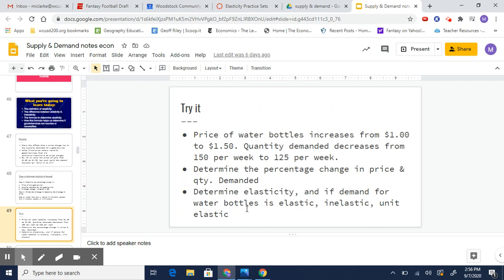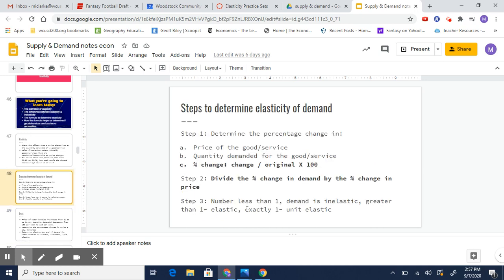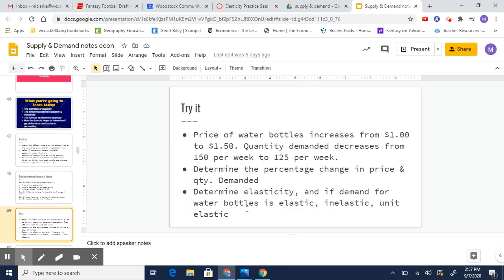So try this out. The price of water bottles. So let's say Aquafina is looking to raise their price of water bottles from $1 to $1.50. When they do that, the quantity demanded for Aquafina water bottles decreases from 150 per week to 125 per week. So determine the percentage change in price and quantity demanded. Then determine the elasticity, and if the demand for water bottles is elastic, inelastic, or unit elastic. So think back to these steps here. Go through your steps and see if you can figure out this problem. Pause the video, do the math, and I'll show you the answer on the next slide.